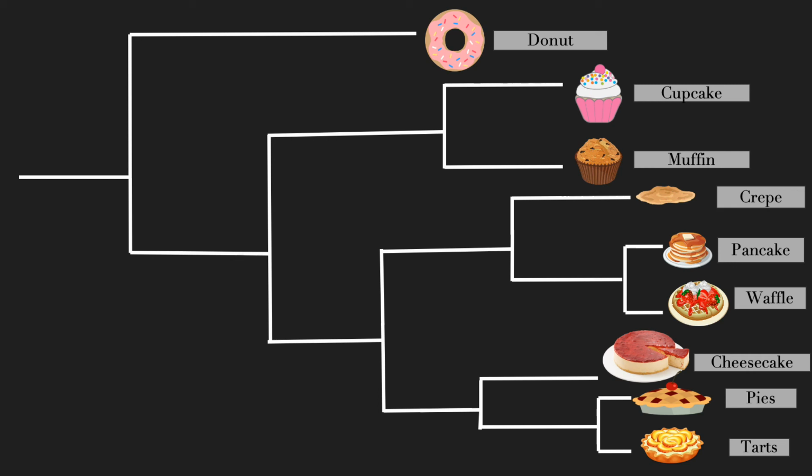What would be the most recent common ancestor for the pink arrows node? Well, if we look at all the items connected to that node, it would be the crepe, pancake, waffle, cheesecake, pies, and tarts. An easy way to determine the most recent common ancestor is to think of the node as an attachment point and look at what attaches to that point. What about the blue arrows node? For this node, all of our OTUs would be the most recent common ancestor. What about the yellow arrows node? For this node, it would be essentially everything besides the donut.